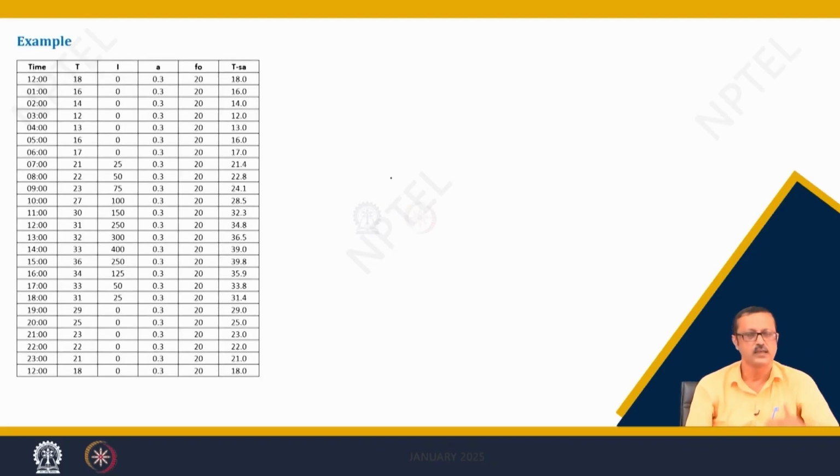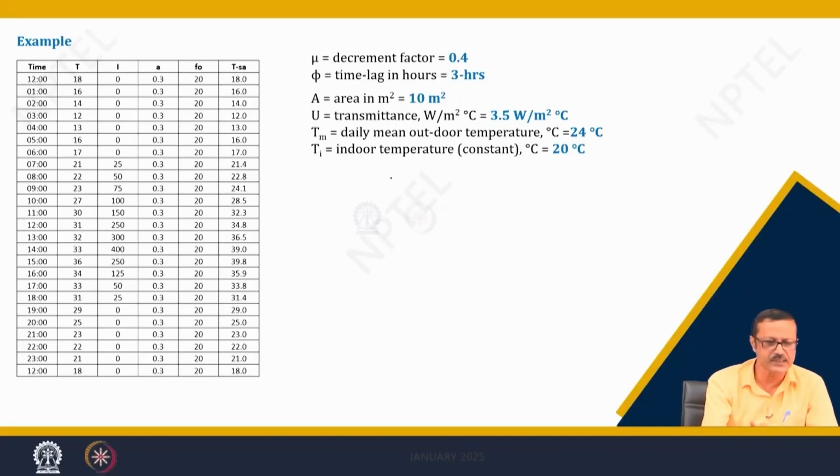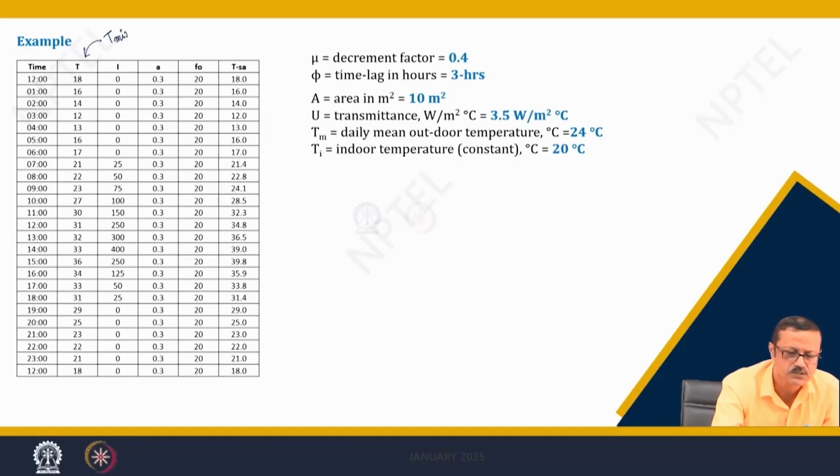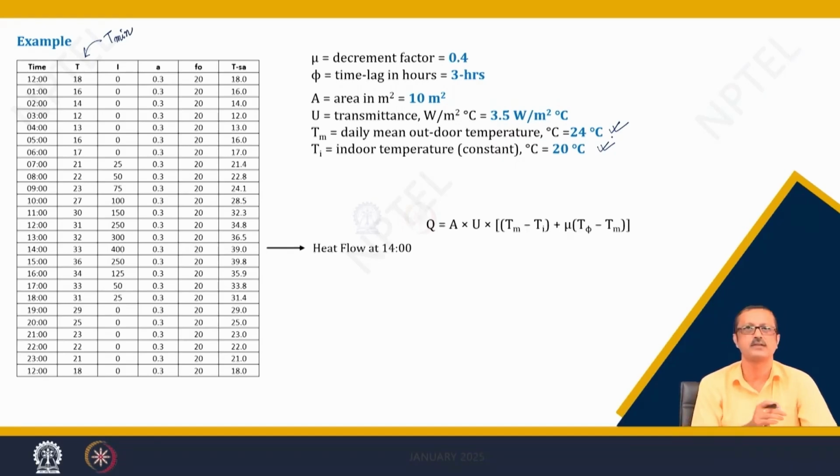Suppose this is a time series data of temperature from 12 to 12, and I am interested to compute, and these are the values I have given. I have given 10 square meters of area, 3.5 as the U value, and the daily mean temperature. The mean temperature of this I have computed as 24 degrees centigrade, and the indoor temperature I kept as 20 degrees. I have assumed that the material has a 0.4 discriminant factor and 3 hours of time lag. I am interested to find out what will be the heat flow at 14 hours, at 2 o'clock in the afternoon.